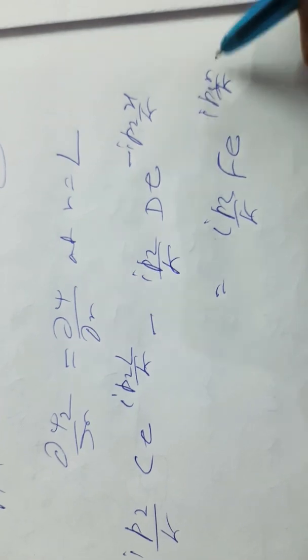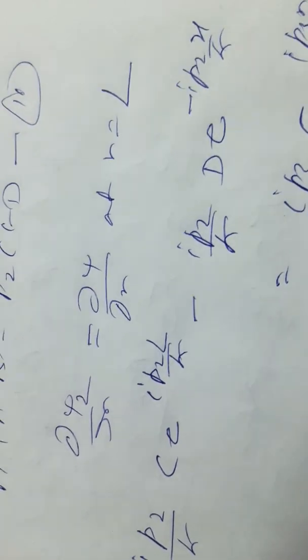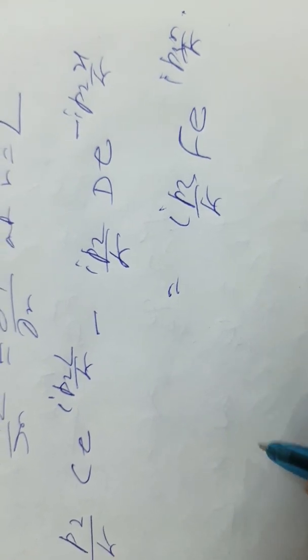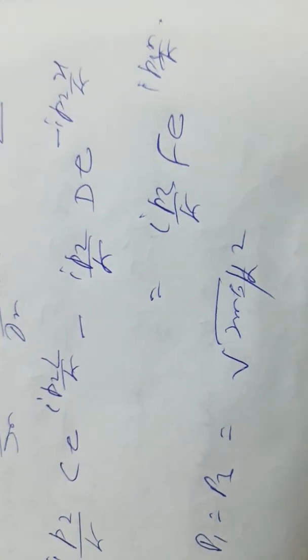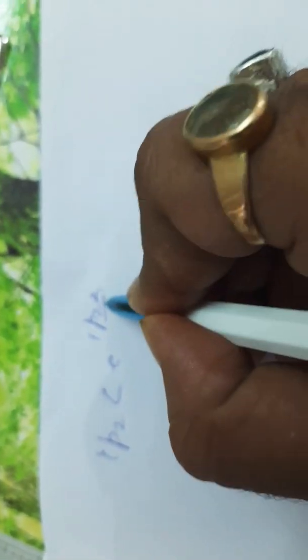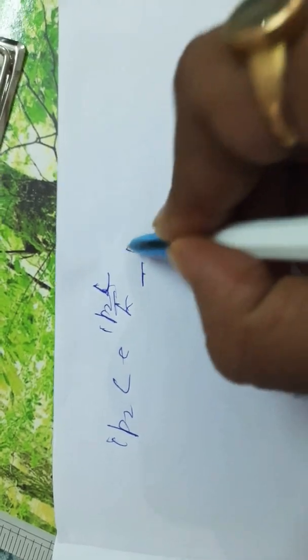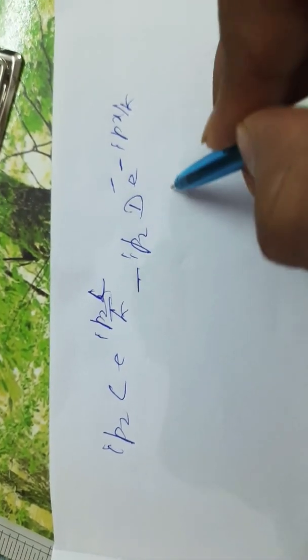So the region 1 and 3 have the same potential, that is 0, and the value of p1 and p3 is also the same. So what we can do is write p1 equal to p3 equal to under root 2 m e by h cross square. Therefore the above equation may be written as i p2 c e to the power i p2 L by h cross minus i p2 d e to the power minus i p2 L by h cross equal to i p1 f e to the power i p1 L by h cross.